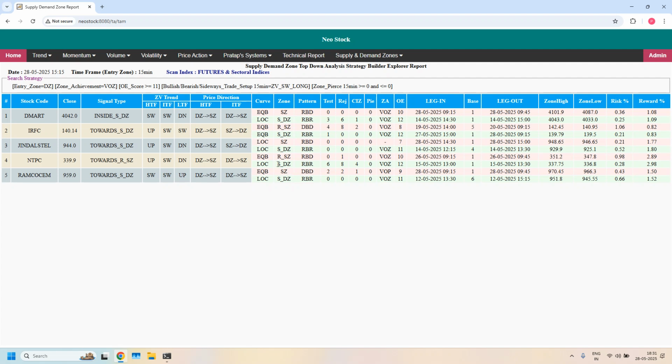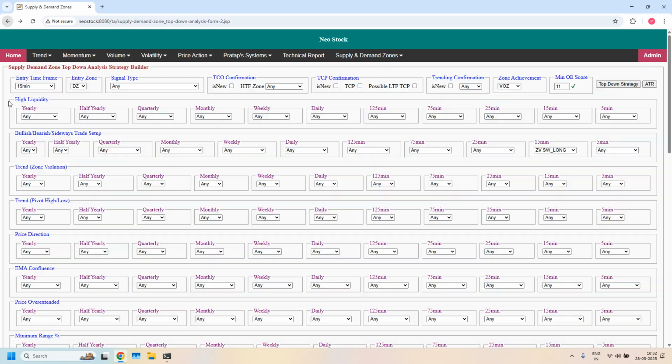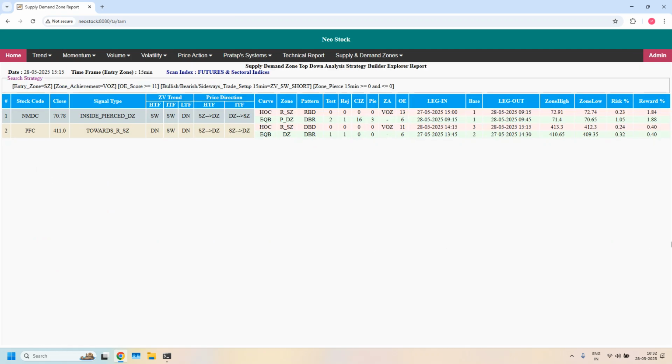See some of these stocks, how they tested 8 times sideways. This one is tested 6 times. And this one is already tested once. Okay, next sideways short trade setup for daily income trade. The changes are 15 minute supply zone and here sideways short trade setup. Let's filter. We got 2 stocks. So for sideways short trade setup for daily income trade, the entry time frame zones are 15 minute supply zones.